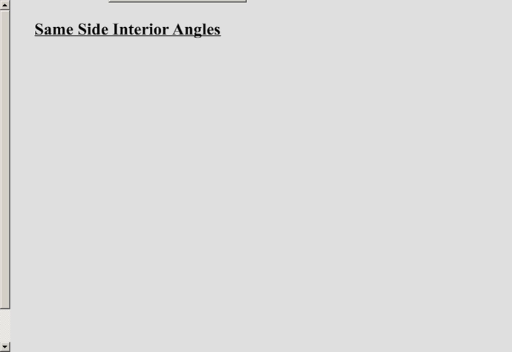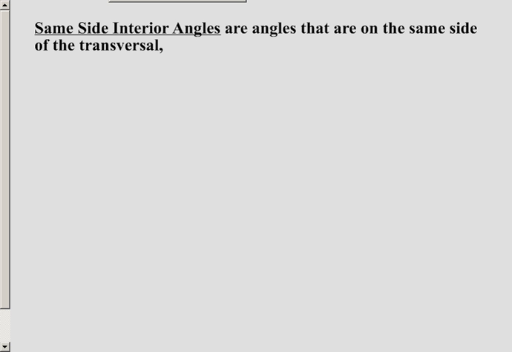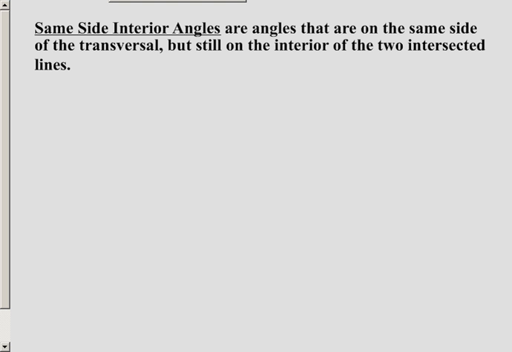Okay, the third set of angle pairs that we're talking about are called same side interior angles. Now, once again, these basically describe exactly how you find them in the diagram. Same side interior angles are angles that are on the same side of the transversal. So this time we are not on opposite sides. We're going to stay on the same side for both of the angles in question. But we still are on the interior, as the name would suggest. So still on the interior of the two intersected lines.